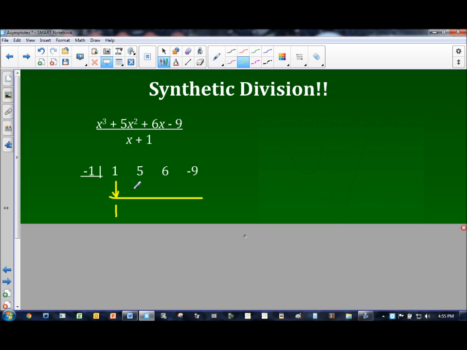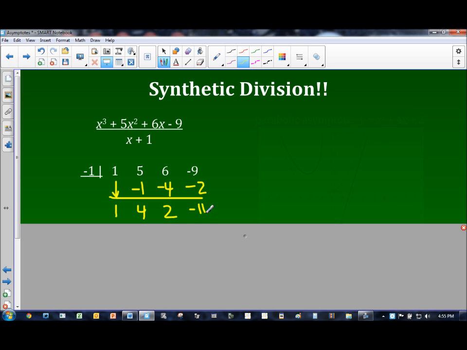multiply the 1 by -1, and I get -1. Add the 5 and the -1, I get 4. 4 times -1 is -4. Add the 6 and the -4, I get 2. 2 times -1 is -2. And then add these together and I get -11.